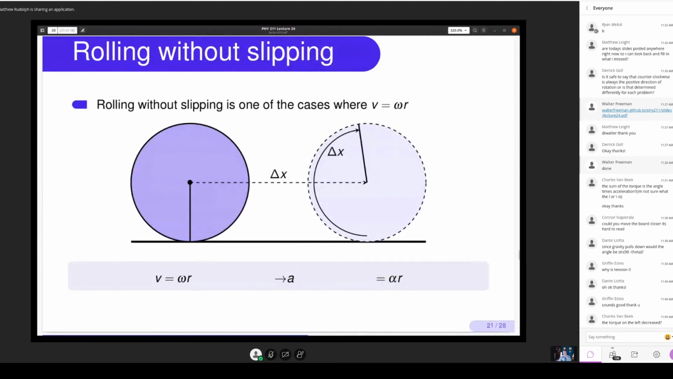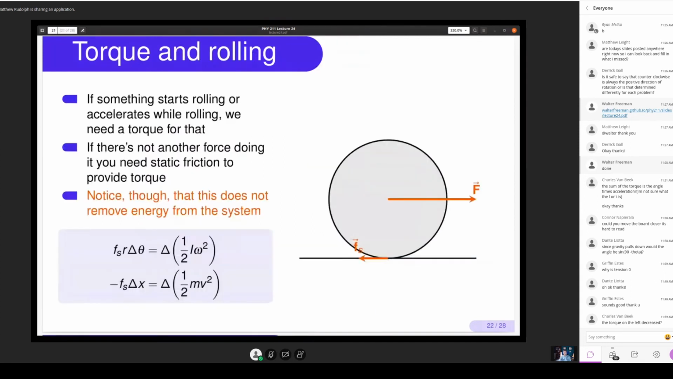And in particular, I do want to talk again about rolling. We had this rolling where v was omega r. Well, this also means that the acceleration is alpha r, right? Because that's just the time derivative of v and omega, and the radius doesn't change, right? And so this means you do need a torque if you're accelerating as you roll. And then that torque comes generally from the friction, right?